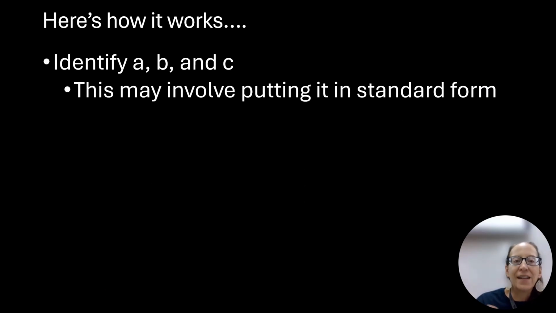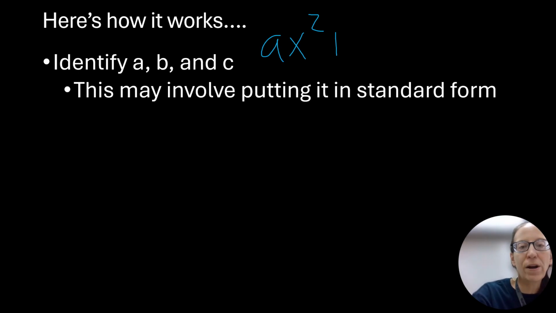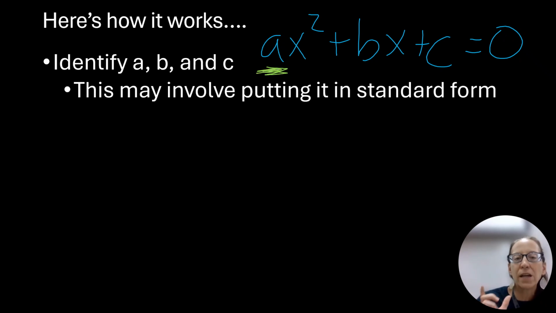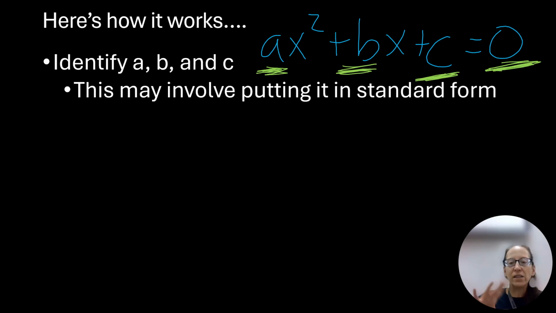So how does it work? You identify A, B, and C. Now this may involve putting it in standard form. Standard form is ax squared plus bx plus c is equal to 0. So you're going to get a 0 on one side, and you'll have the ax squared plus bx plus c. It might be out of order, so make sure you put it in order. A is always buddied up with your x squared. B is always buddied up with your x. C is always by itself. And you always, always, always need a 0. So if you've got stuff hanging out on both sides of the equal sign, we have to get it all together.